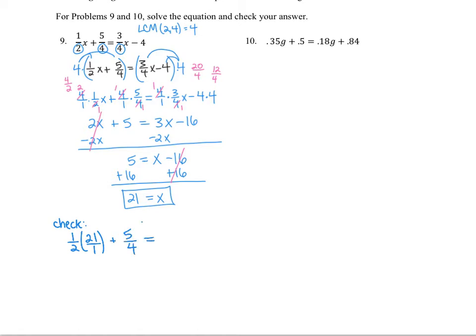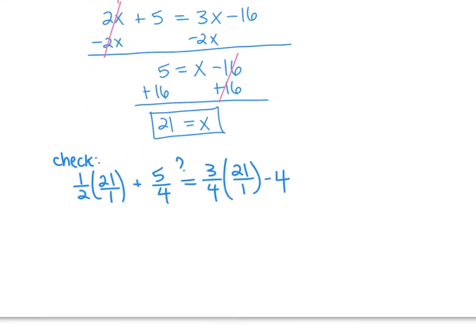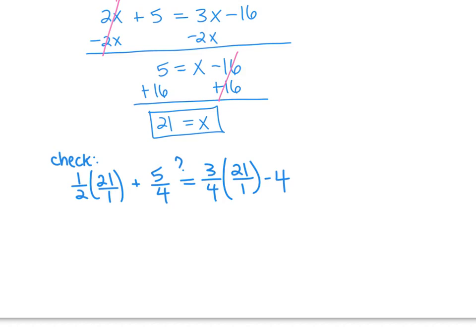Plus 5/4, is that really equal to 3/4 times our x again, which we're saying is 21 over 1 minus 4? So on the left side, 21 over 2. So it's 1 times 21 gives us 21, and then 2 times 1 gives us 2. So it's 21 halves plus 5/4. Is that really equal to over here, 3 times 20? And the reason I couldn't cross cancel over here, by the way, here I can't either. So I just have to multiply the fractions.